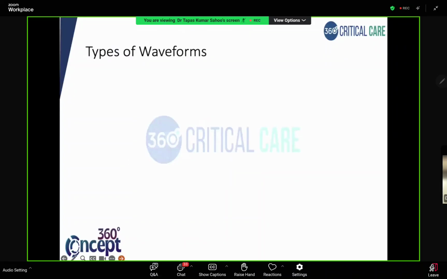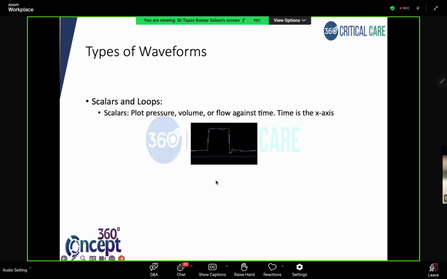Now, what are the types of waveforms? That would be something very important before going into the detailed analysis of the waveform. So the waveforms can be divided into scalars and loops. Scalars actually plot the pressure, the volume, and the flow against time. And here time is the x-axis. That means pressure, volume, and flow will be on the y-axis. And this is one form of scalar. Clear? Now, loops plot pressure or flow against volume.